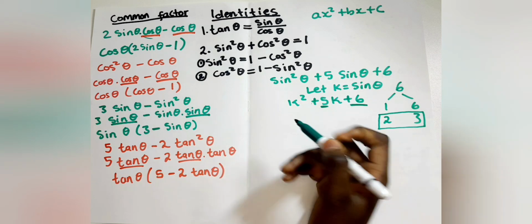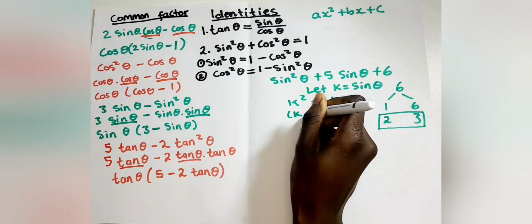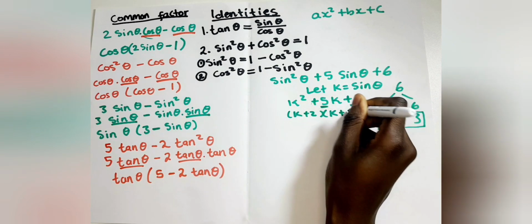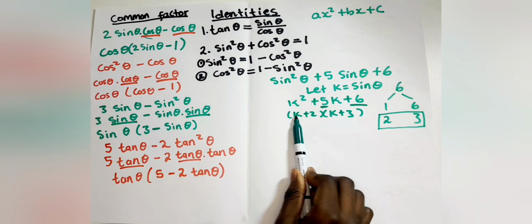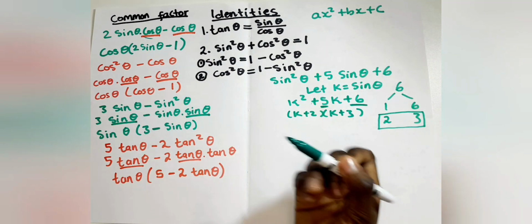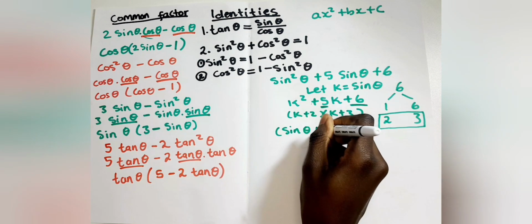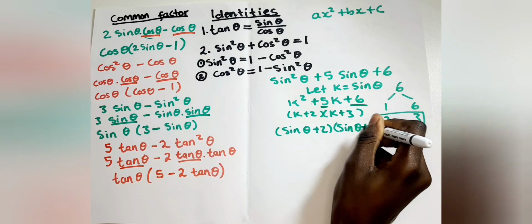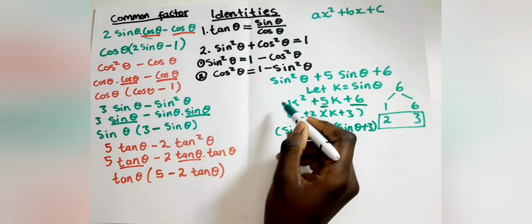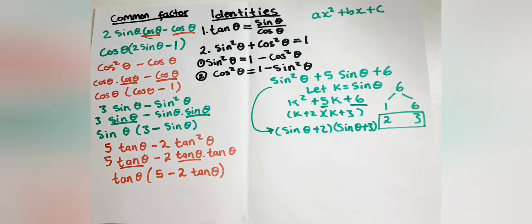Therefore, you'd say k, open bracket, k plus 2, open bracket, k plus 3. But now remember, you said that k is sine, right? Therefore you can rewrite it and say sine theta plus 2 and then sine theta plus 3. And now you have factorized this part, which is our trigonometric trinomial.